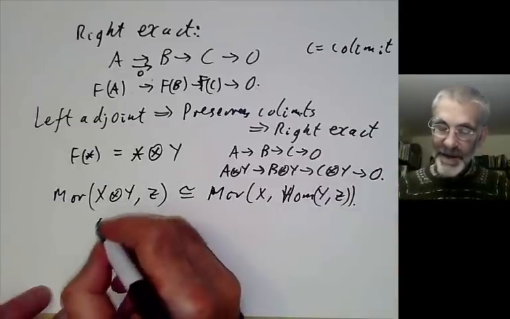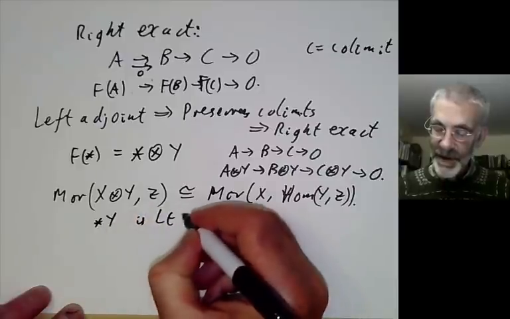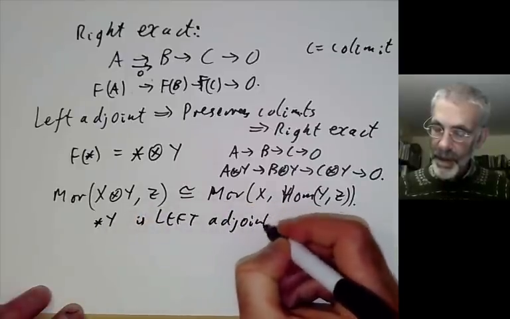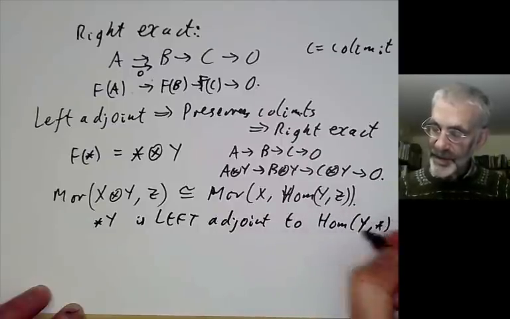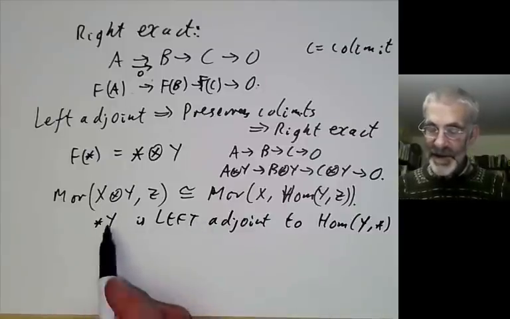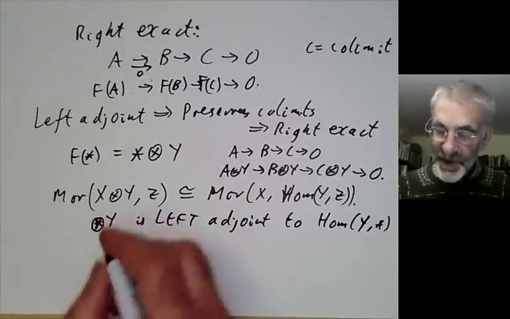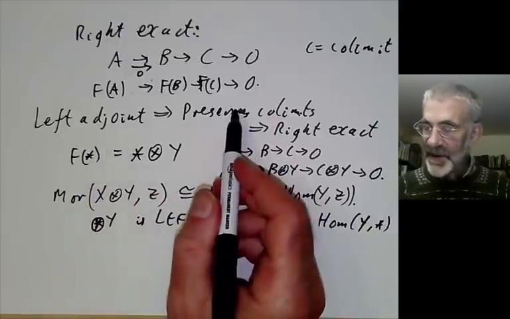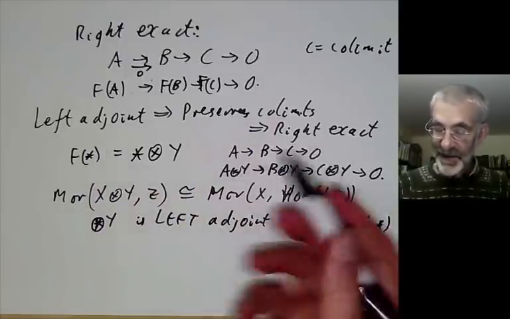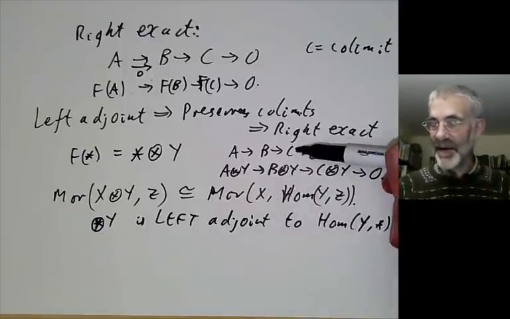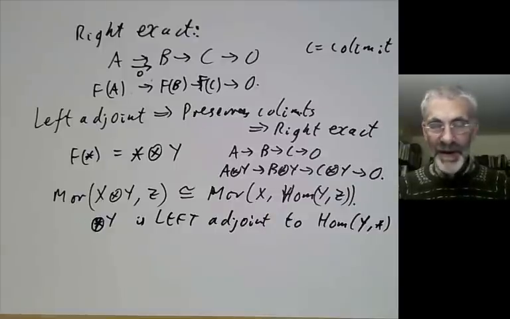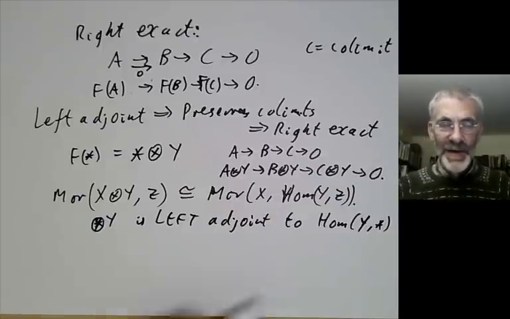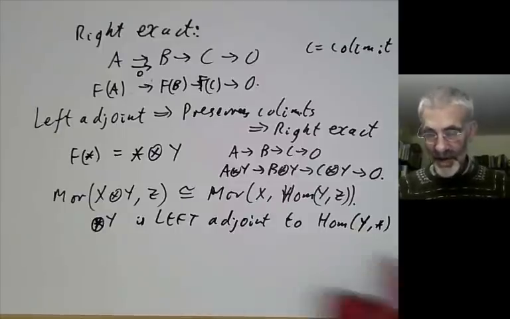So what this means is that tensoring with Y is left adjoint to the functor taking hom from Y to something. And from this it just immediately follows that tensoring with Y is a left adjoint, so it preserves colimits, so it's right exact. So this gives a trivial proof of the fact that tensor product preserves right exactness. This is an example of the saying that one of the purposes of category theory is to make trivial results trivial. So this is an example of that.